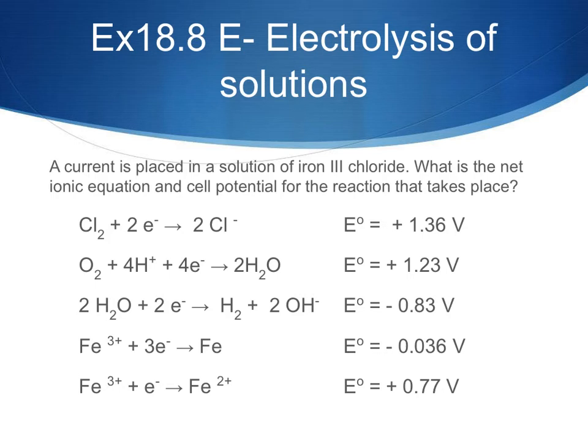Okay, so here's another one with a competition. If we have a solution of iron 3 chloride, I have water in my solution. I have iron 3 ions and Cl minus ions. So I have to make those reactants because that's what I have available. So I start finding my chemicals.